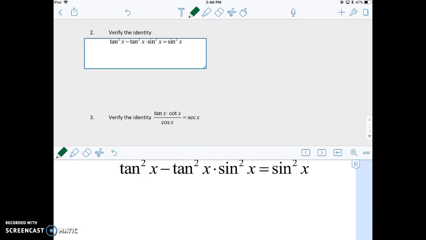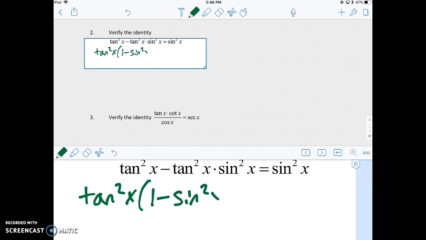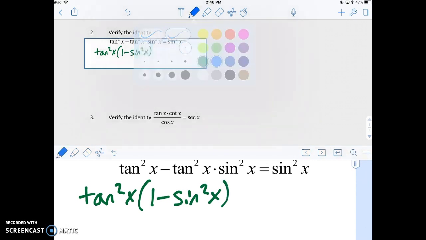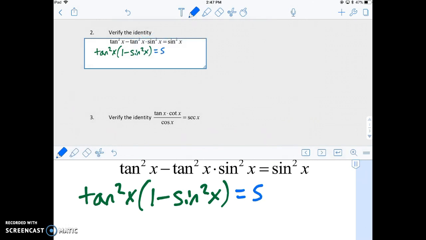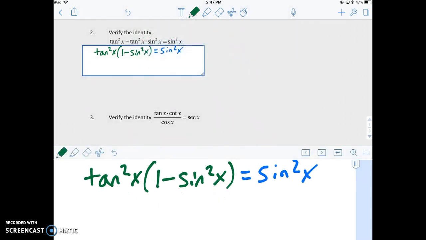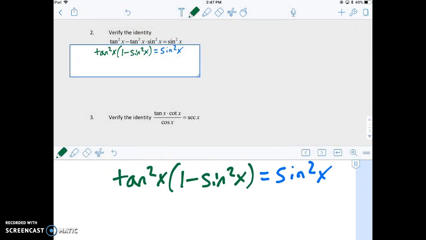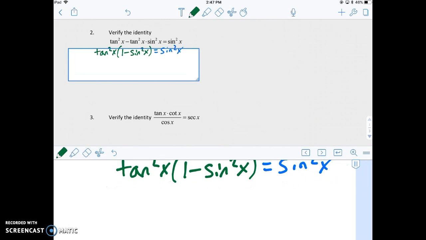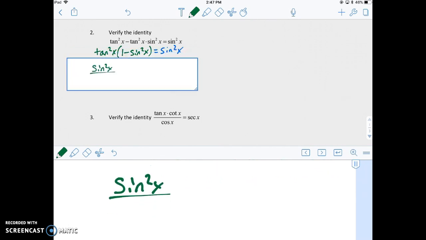So we can take the tangent squared out. It'll become 1 minus sine squared of x. This still equals the sine squared of x on the right. We're not touching the right side. So what we can do now is change tangent into sine divided by cosine. So sine squared divided by cosine squared.